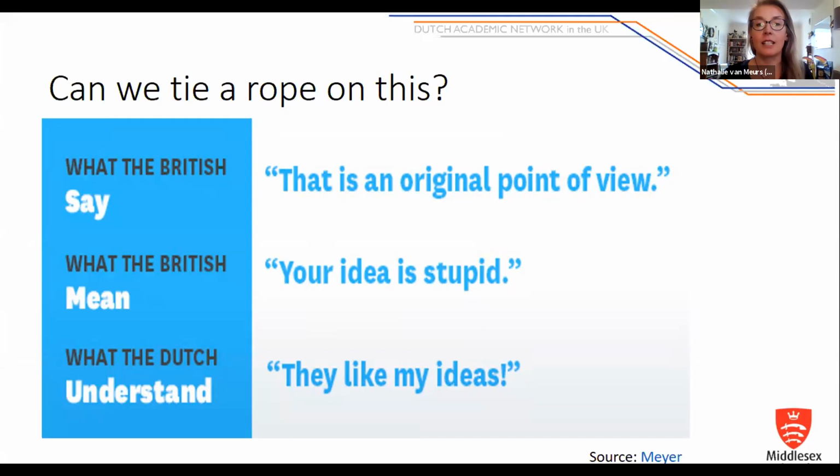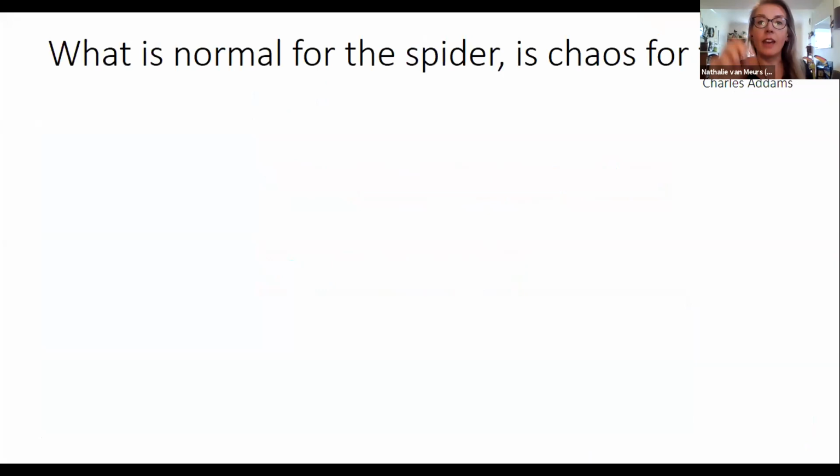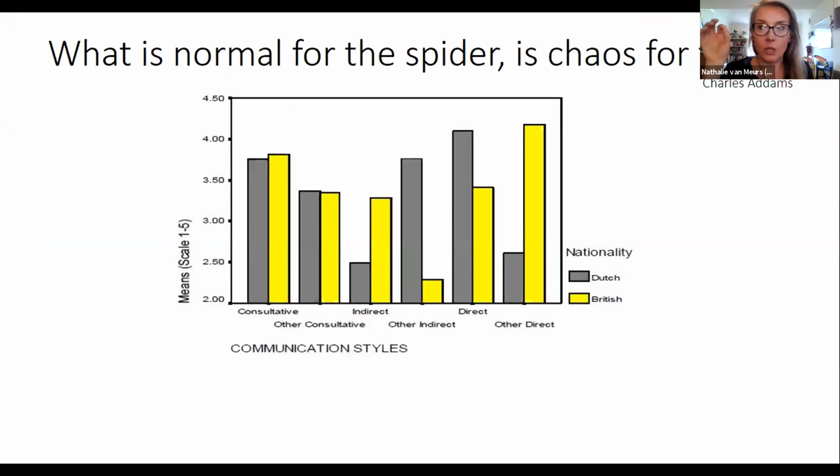But what I would like to do at this junction is to go in deeper a little bit about what this means. And therefore, I think what we need to look at is that what is normal for the spider is chaos for the fly. So this is based on some research that I've done, and I'm going to carefully explain this quite dense graph. On the left-hand side, you see the communication style, consultative, and this is a socially desirable communication style, asking questions and listening very carefully.